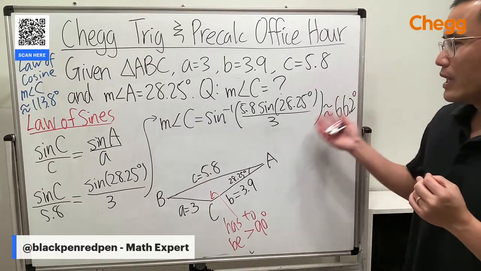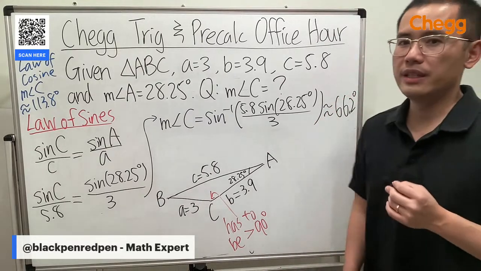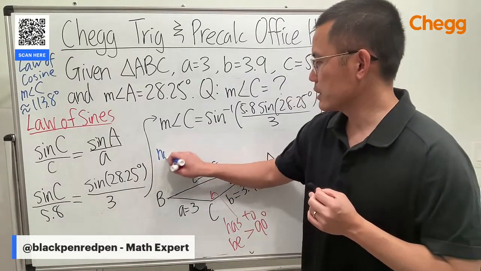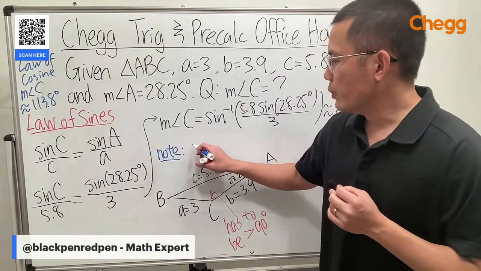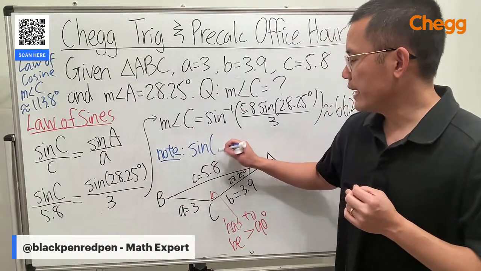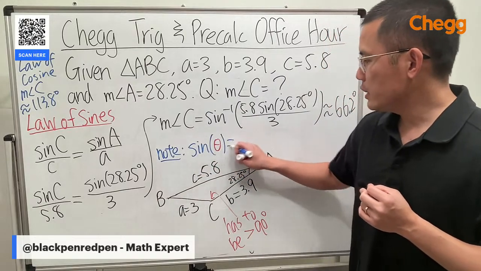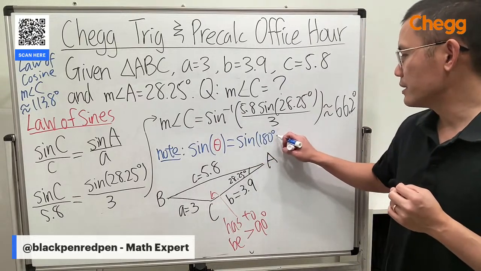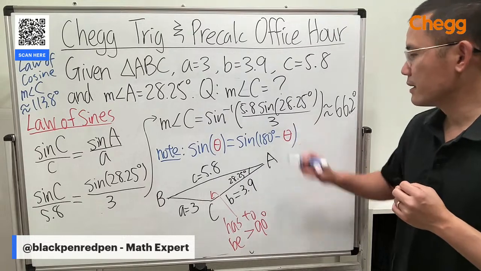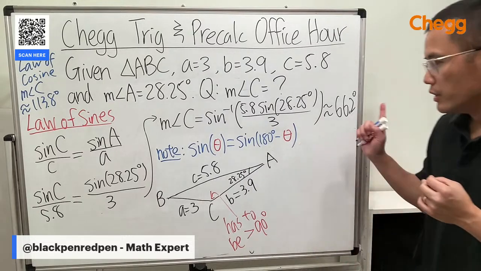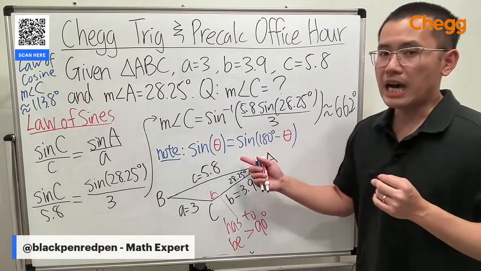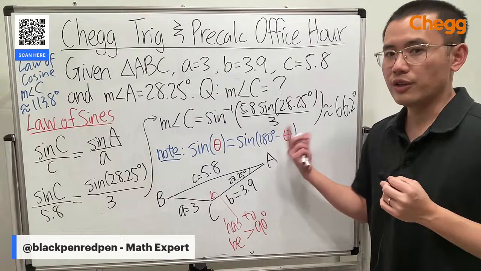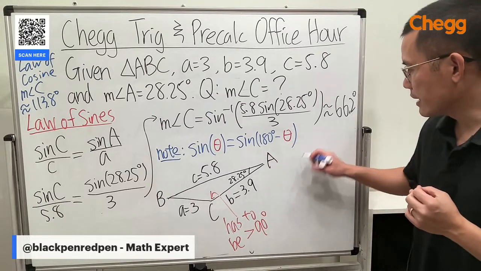Now, if you use law of sines, how exactly can we get the answer though? Here's the deal. You have to know the identity. So I'll make a note. Note, when we have sine of the angle theta, this is equal to sine of 180 degrees minus the angle theta. So in fact, the first answer that we got from law of sines, unfortunately, is the acute version of that.